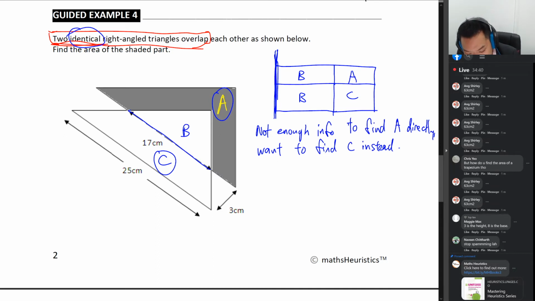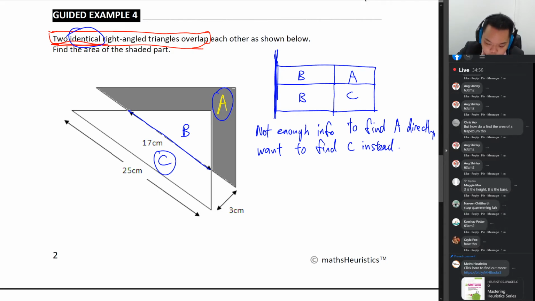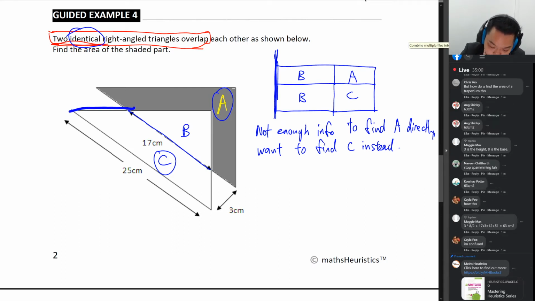So now for this trapezium thing, if you don't know how to use the area of a trapezium, it's okay, because I'm not planning to use the area of a trapezium to find out the area of C. So here's what I'm going to do. This is the part most of you would stumble. Like, how are you supposed to find out the area of C?